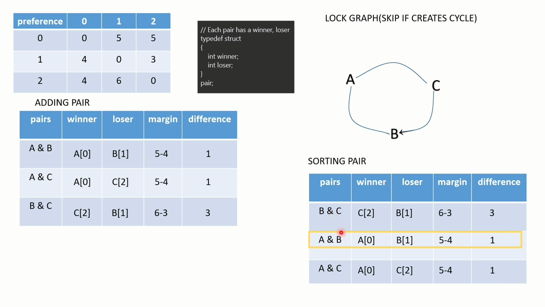So the next one is A and B. A is the winner, it doesn't create a cycle, so you should just lock it. From A to B the arrow will indicate. Let's move on to the next one, A and C. A is the winner and C is the loser. If I mark an arrow from A to C, does it create a cycle? No, so we can lock it. Now we have seen how to lock a pair. Next, move on to the next slide.